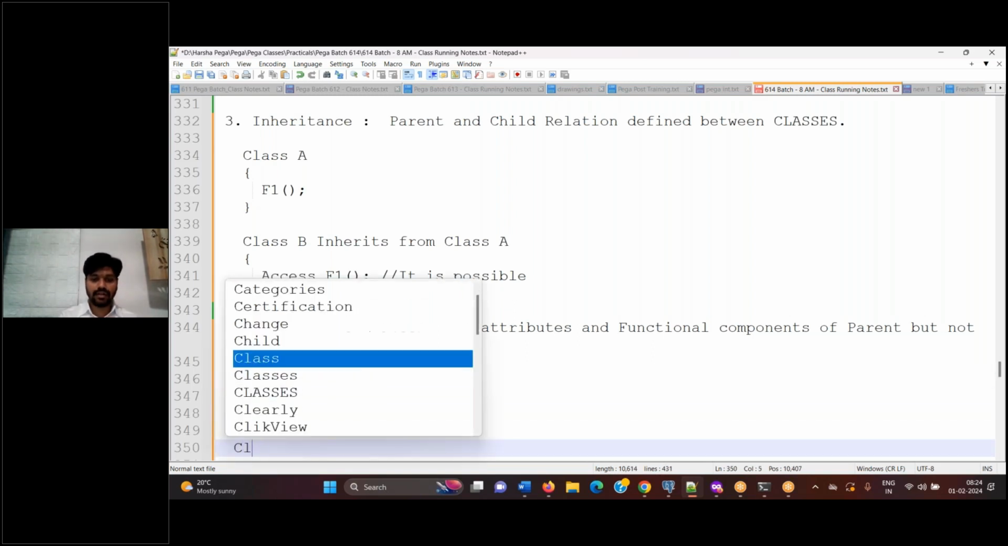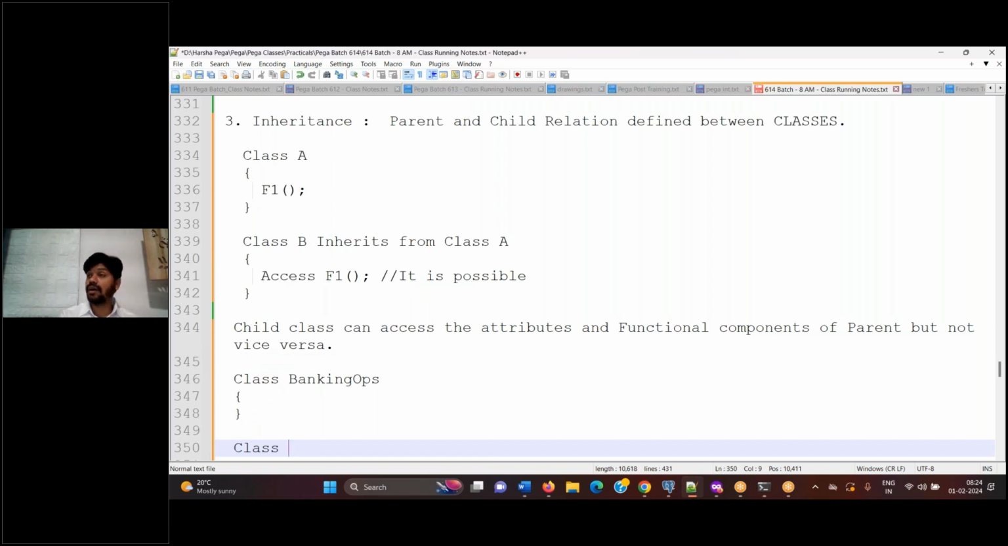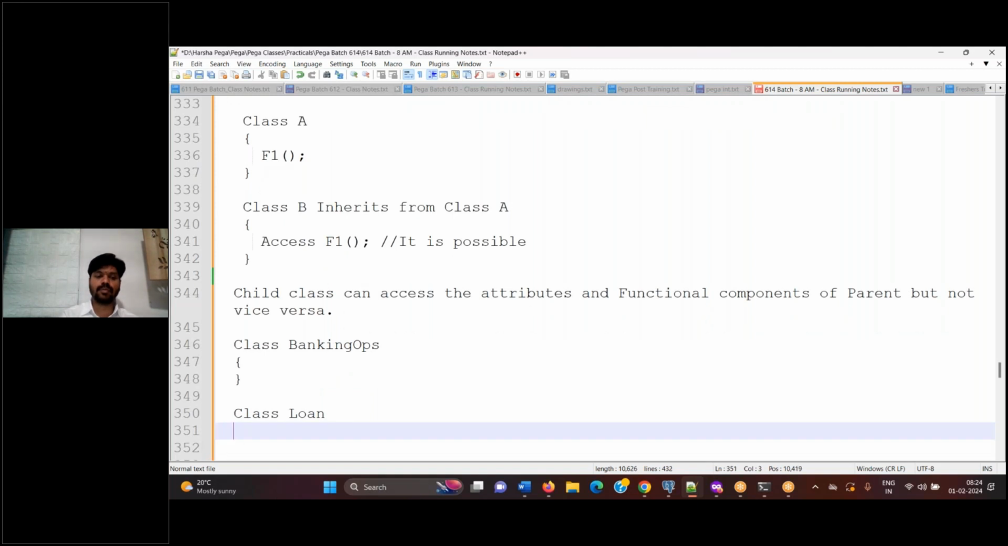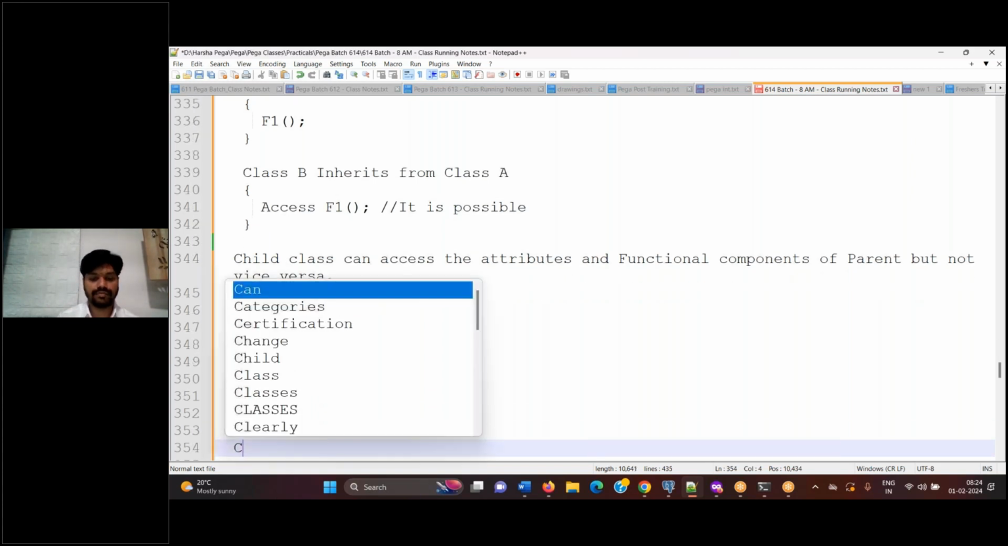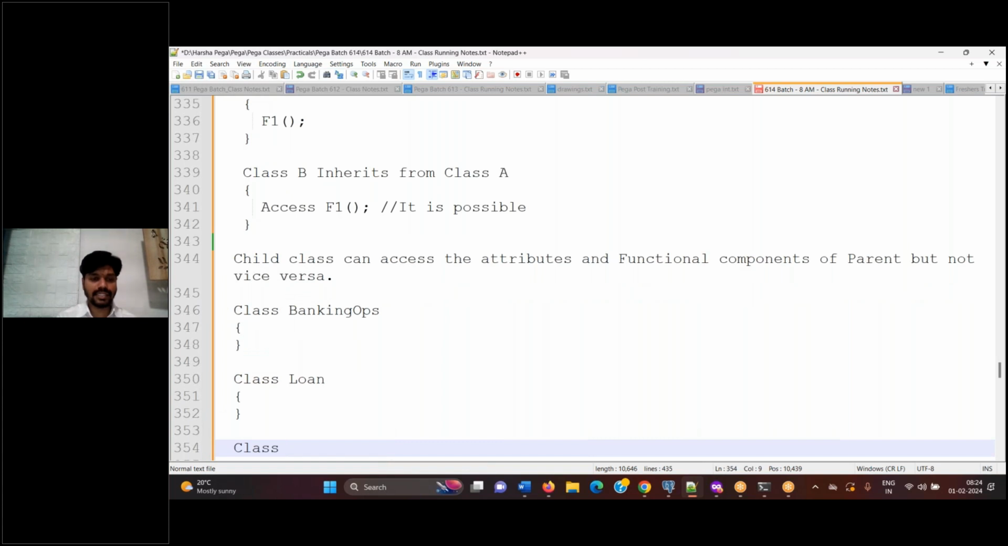Another class. What's that you told? Loan processing. This is another class. One more class. Now am I getting the need of creating multiple classes in my application? How am I getting the need of creating multiple classes? Why should I create multiple classes in my application?